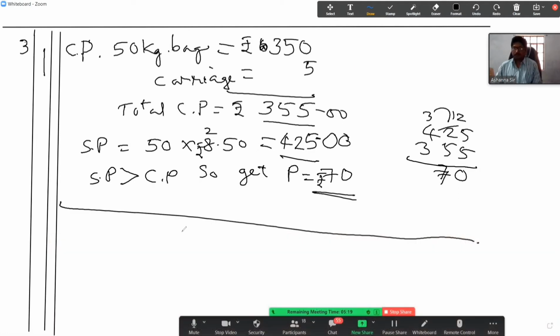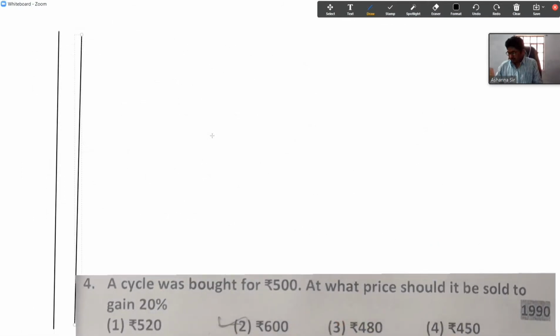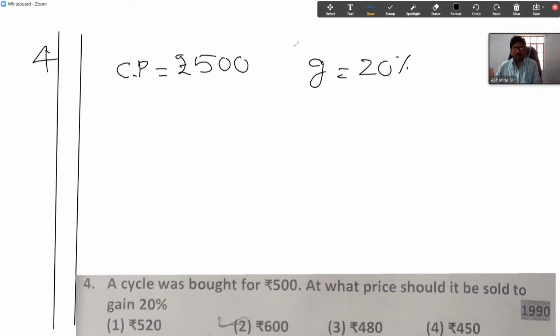Next, a cycle was bought for 500 rupees. At what price should it be sold to gain 20%? Fourth one, a cycle was bought for 500 rupees. Cost price 500 rupees. At what price should it be sold to gain 20%? Gain or profit?